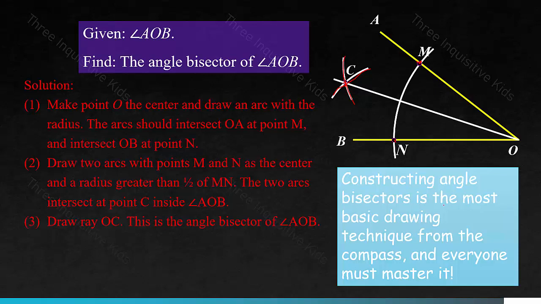Constructing angle bisectors is actually the most basic drawing technique you need to master with the compass, and everybody should practice and get really good with this. As you can see, both angles are equal.